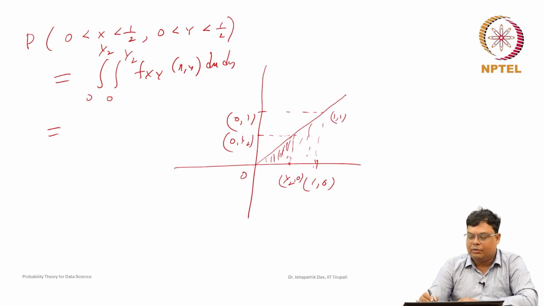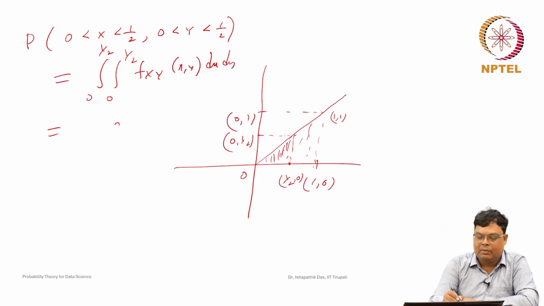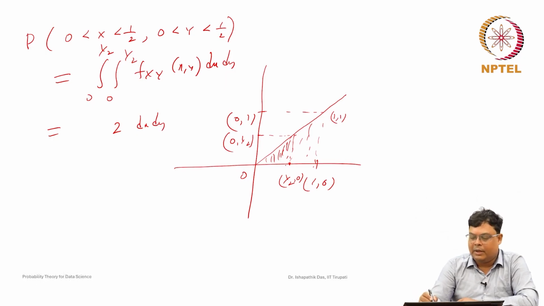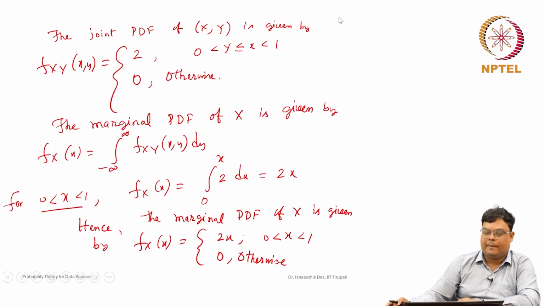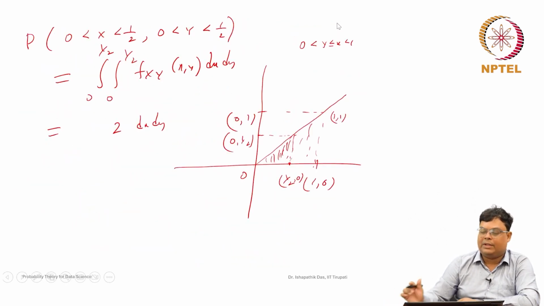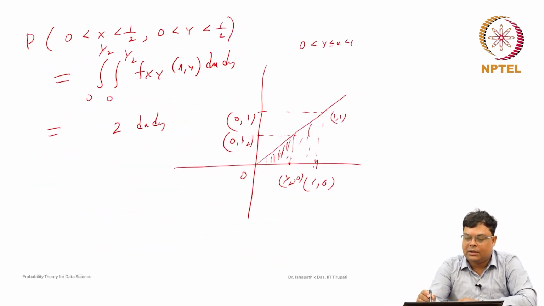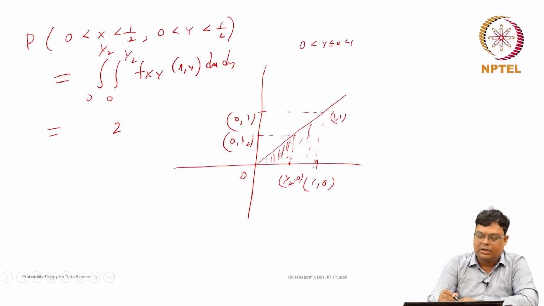So, this density function will be 2 dx dy. For simplicity, this density function is non-zero in the region 0 < y <= x < 1, as given. So, this is equal to 2 in this region. Let us take the limit of y first, then it will be a little simple.